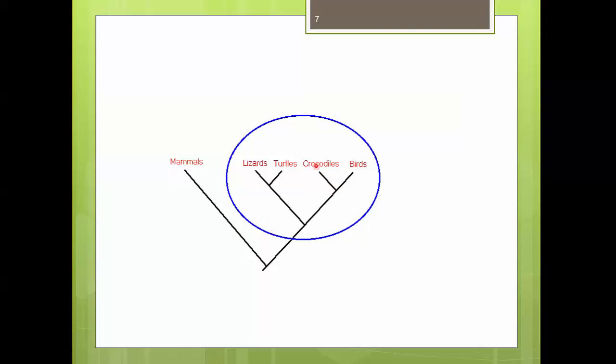Now that might seem really weird. Birds and crocodiles don't look anything alike. But remember all of the extinct diversity that is not represented by the living things. All of the dinosaurs were between crocodiles and birds, for example.